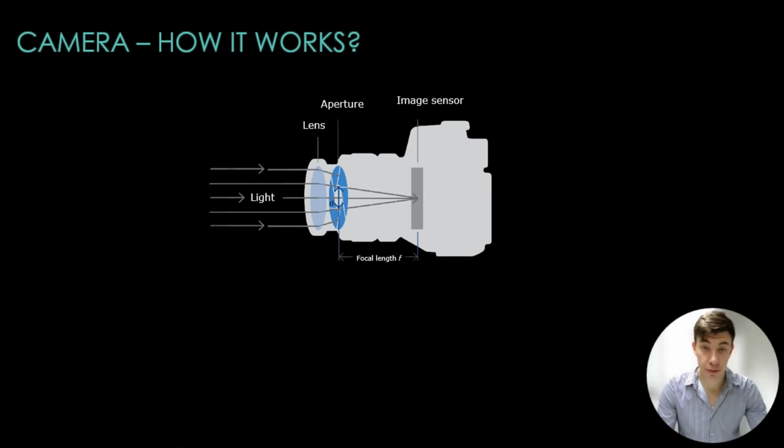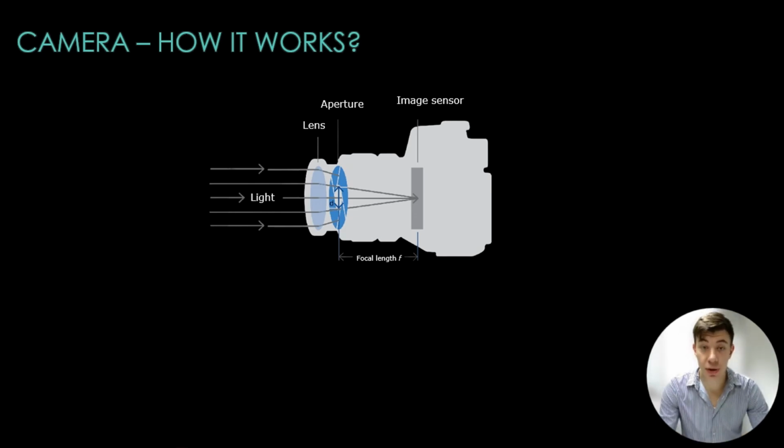Focal length, f. The focal length is the distance between the lens and the image sensor when the subject is in focus. It dictates how zoomed in or out your image appears. A shorter focal length gives a wider view, while a longer focal length gives a narrower view and magnifies distant objects.